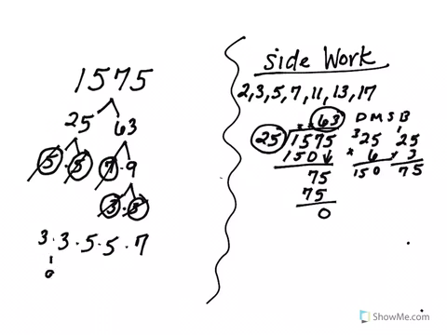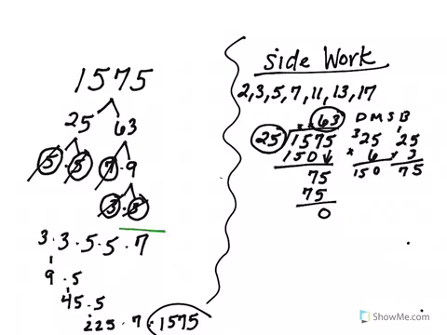So 3 times 3 is 9. 9 times 5 is 45. 45 times 5, 225. And 225 times 7 should give us our final of 1,575. And guys, the final answers that we were looking for, all that we were looking for was this: 3, 3, 5, 5, and 7.